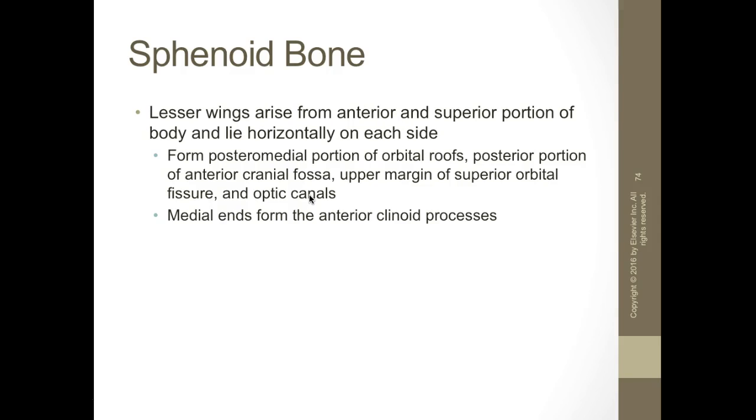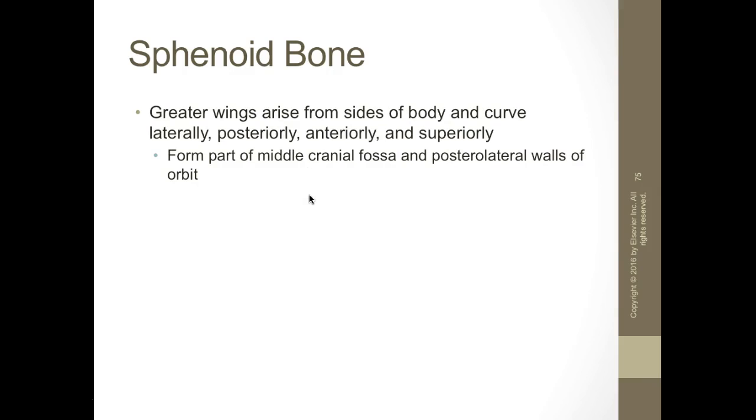The lesser wings arise from the anterior superior portion of the body and lie horizontal on each side. They form the posterior medial portion of the orbital roofs, the posterior portion of the anterior cranial fossa, and the upper margins of the superior orbital fissure and optic canals. Ooh-wee, huh? The medial ends form the anterior clinoid processes. The greater wings arise from the sides of the body and curve laterally, posteriorly, anteriorly, and superiorly.